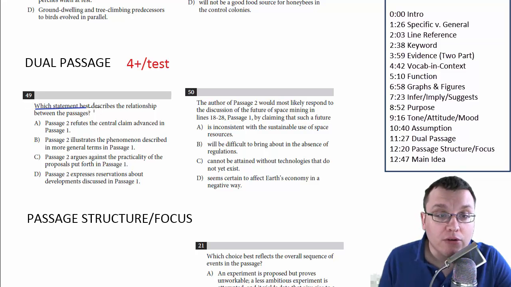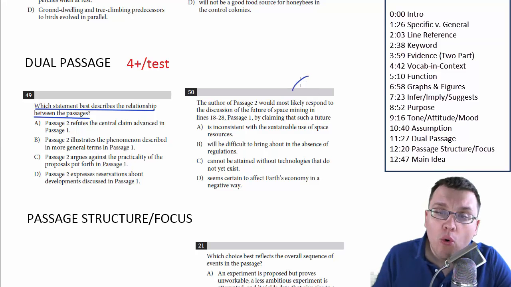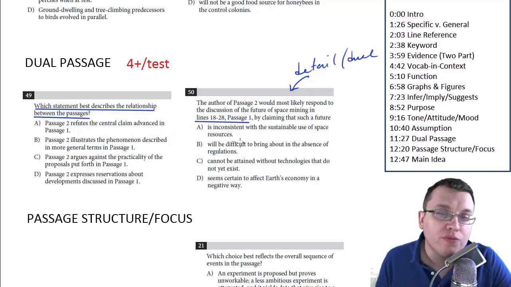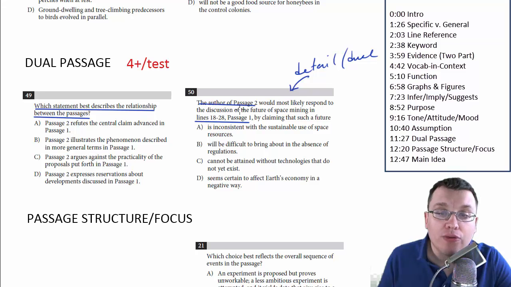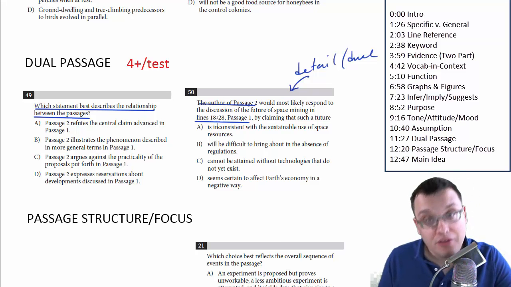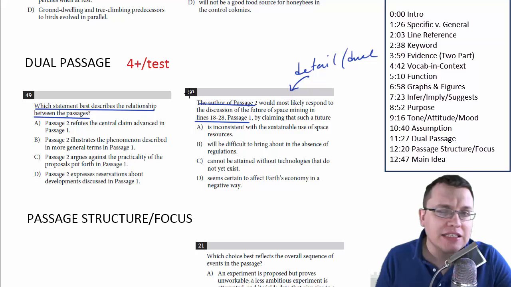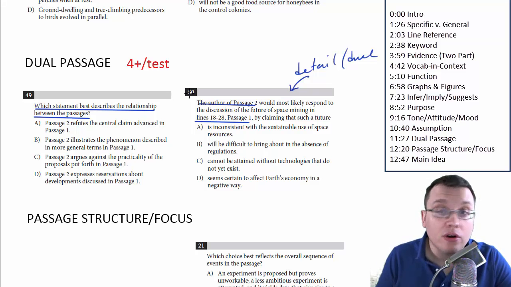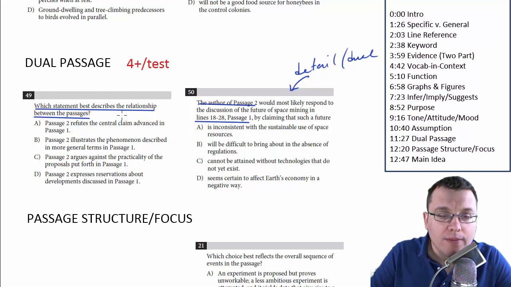You might get more general questions such as this, which statement best describes the relationship between the passages, or you might see what I call a detail dual question, where they're going to point to a specific portion of one passage and ask how the author of the other passage, or even how somebody else in the other passage, might respond to this portion of the other passage, right? So it's a complex activity where you're comparing and contrasting beliefs of the author or beliefs of people described in the passage. So again, we'll talk more about those later.